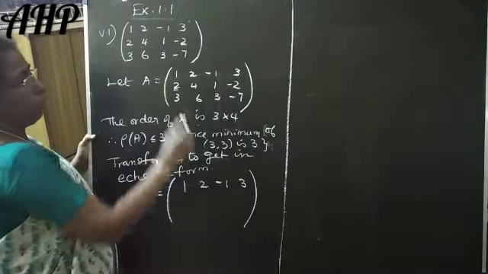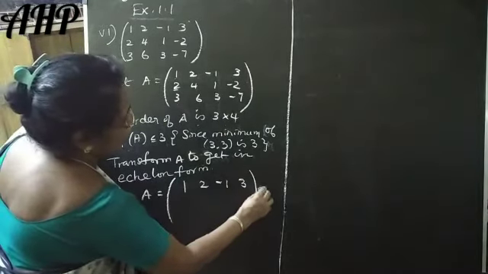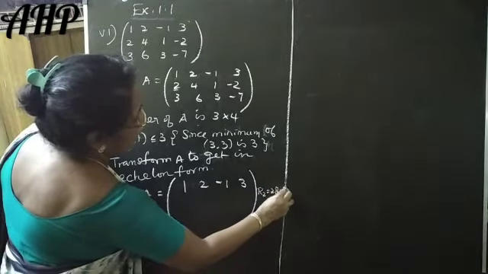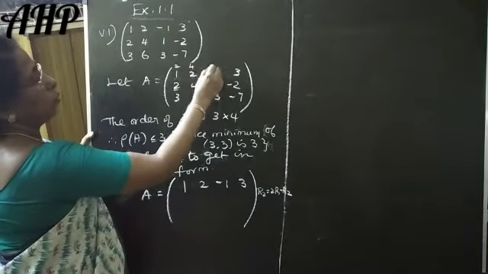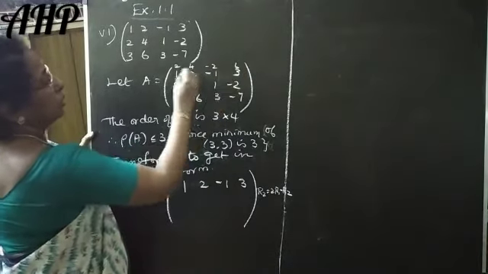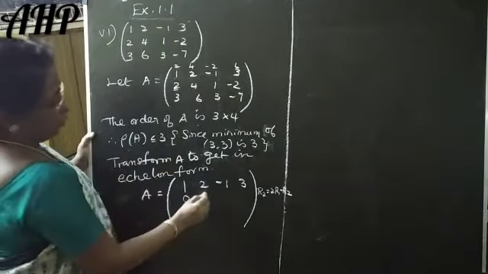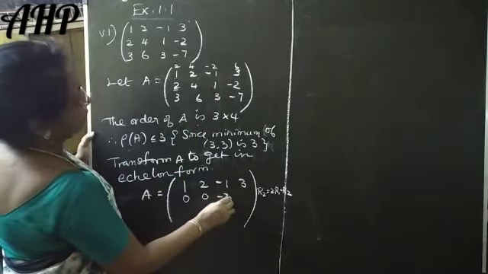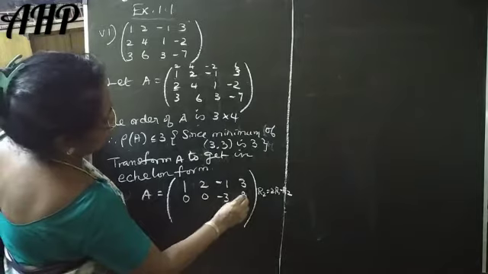So multiply the first row by 2 and then subtract. So here R2 is going to be 2R1 minus R2. So 2R1 gives you 2, 4, minus 2, 6. 2 minus 2 gives you 0. 4 minus 4 gives you 0. Minus 2 minus 1 gives you minus 3. 6 minus 2 gives you 8.